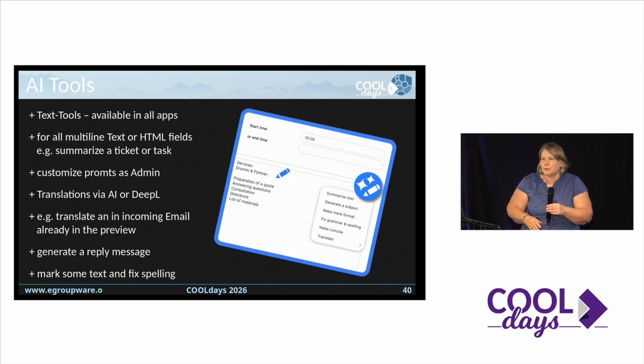Just in the preview, a mail is coming in French, but I'm not able to read French, so I'm just translating it to my native language and have it there and answer to it. You can generate reply messages also with your custom prompts, nice ones or more things you don't want to go for. And for sure you can mark text, fix spelling, fix grammar, make it more formal or whatever you like.